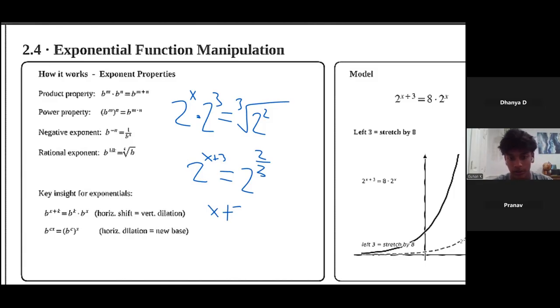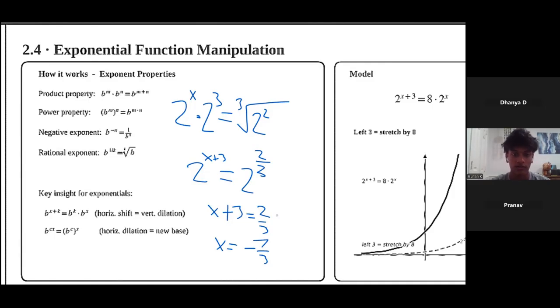I mean, no, not 2 to the power of 2 over 3. It's just 2 over 3. And therefore, x equals -7 over 3. Since we're subtracting 3 on this side, which would do 2 over 3 minus 9 over 3, which is -7 over 3.